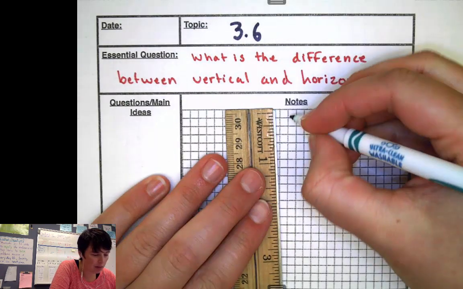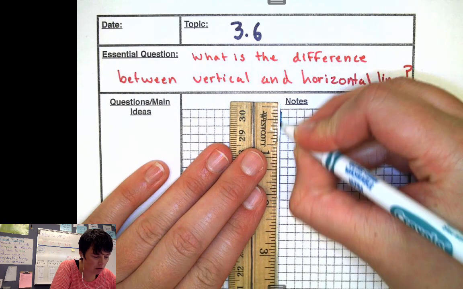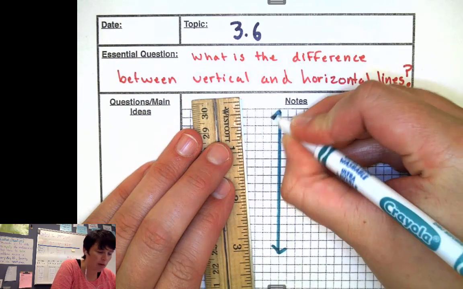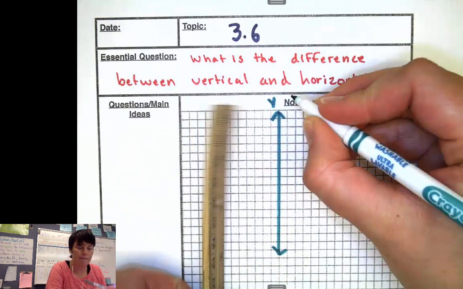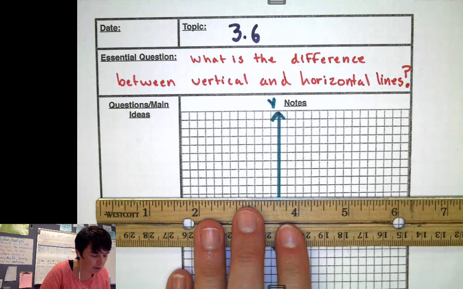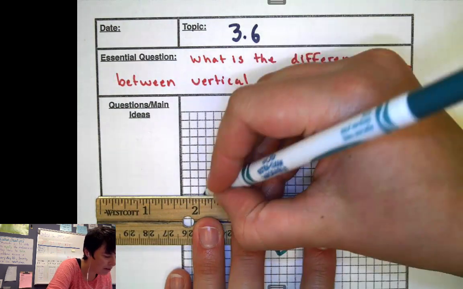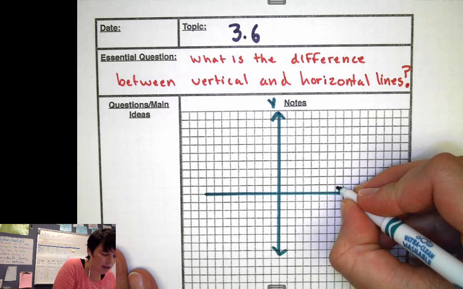So let's make an XY axis. It doesn't have to be huge. Make it look like this. Here's my Y axis, label it. And my X axis, hopefully you have a ruler and you can set up a nice graph in your notes. Something like that.